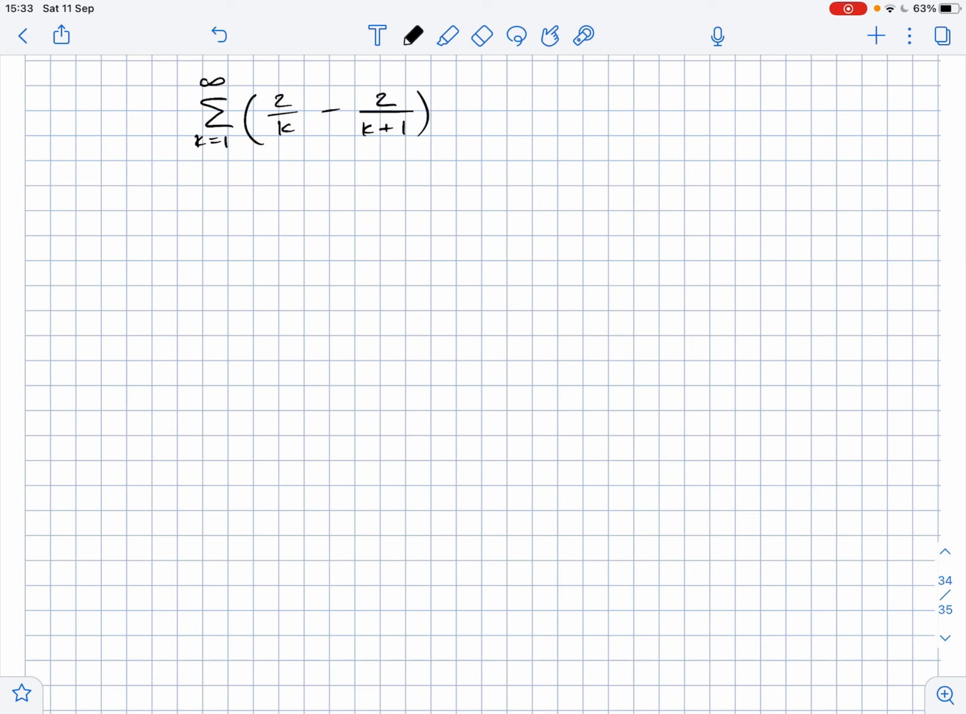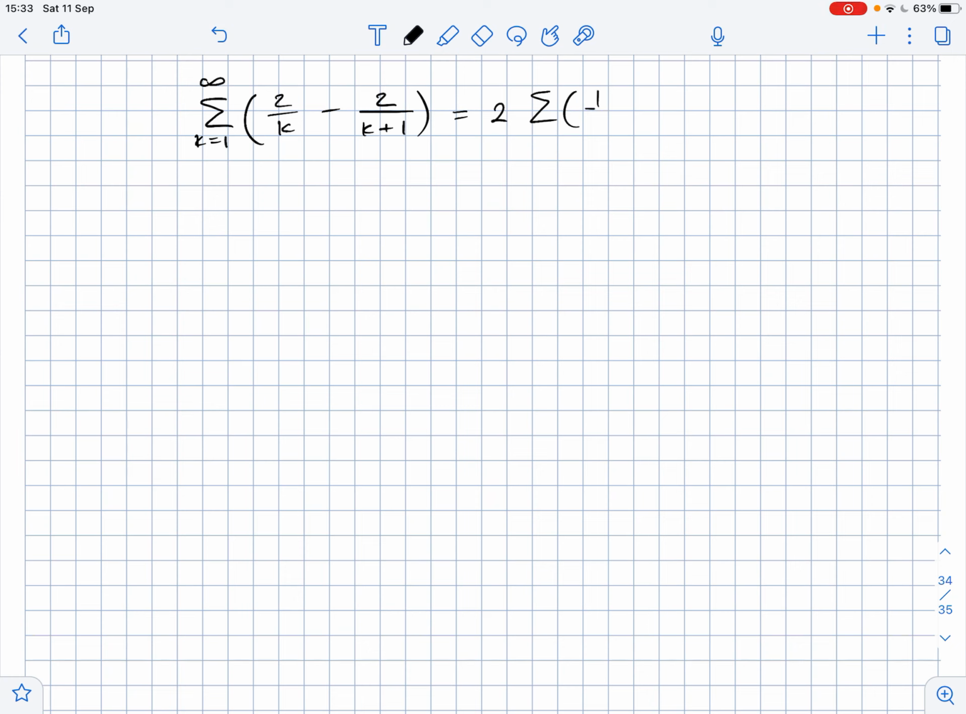So we need to determine the convergence of this series. We also need to find the first 5 terms of the sequence of partial sums in this series, and we need to answer what is the general term of the sequence of partial sums. Well, let's start by simplifying our series.